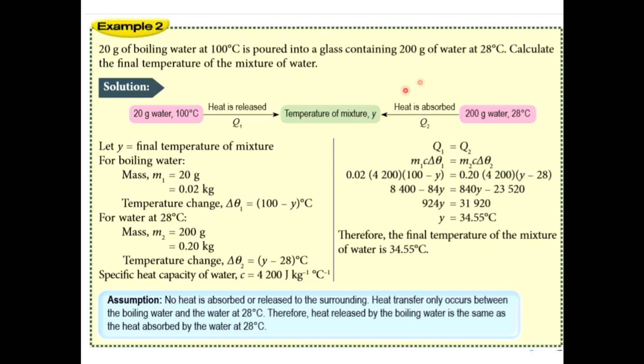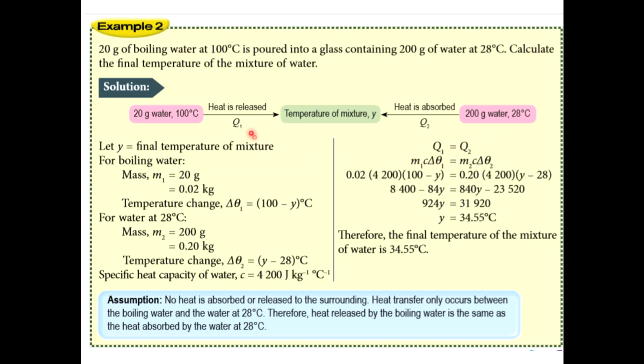So here, it involves heat energy released and absorbed. Which one will release heat energy? Yes, the one that has the higher temperature. So the 20 gram of boiling water will release heat, and that heat released will be absorbed by the lower temperature water. So it will be like this: the 20 gram of water at 100 degrees Celsius will release heat, and that heat released will be absorbed by the 200 gram of water.